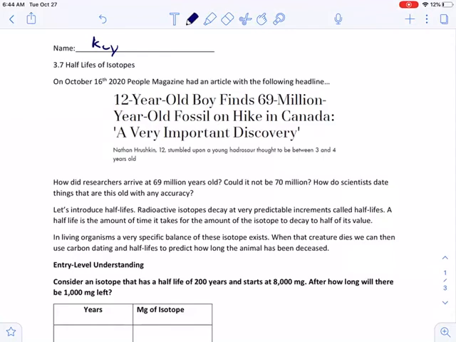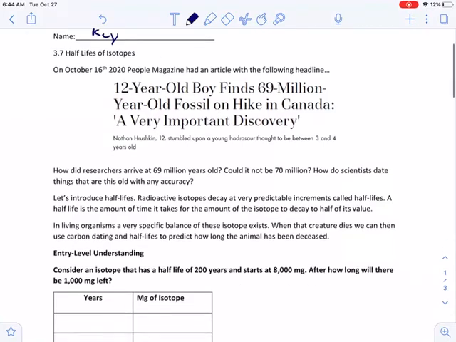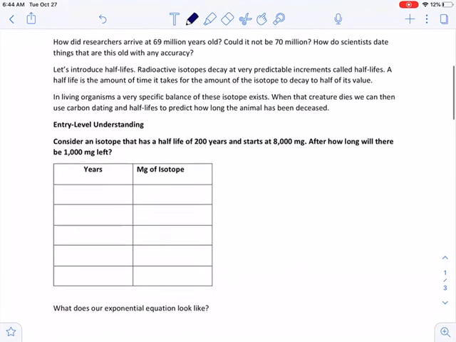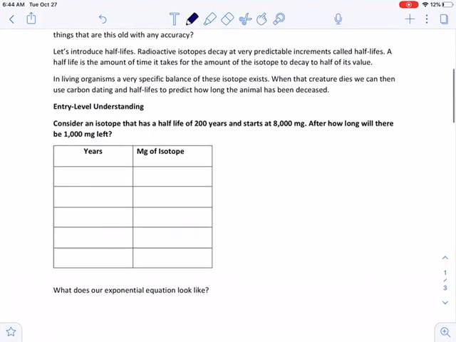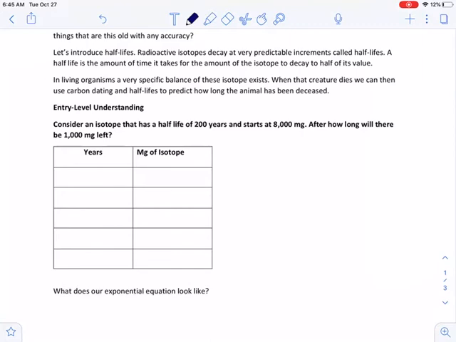So let's take a look at a contrived example that's very, very easy, and then we can use it to get a formula from, and so on and so forth. So here we have an isotope that has a half-life of 200 years and starts at 8,000 milligrams. After how long will there be 1,000 milligrams left?